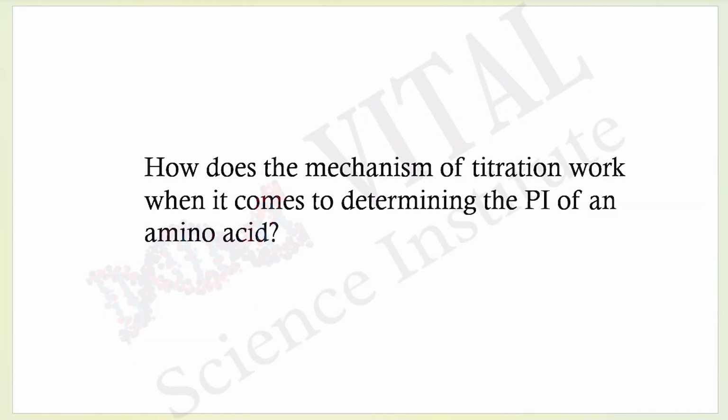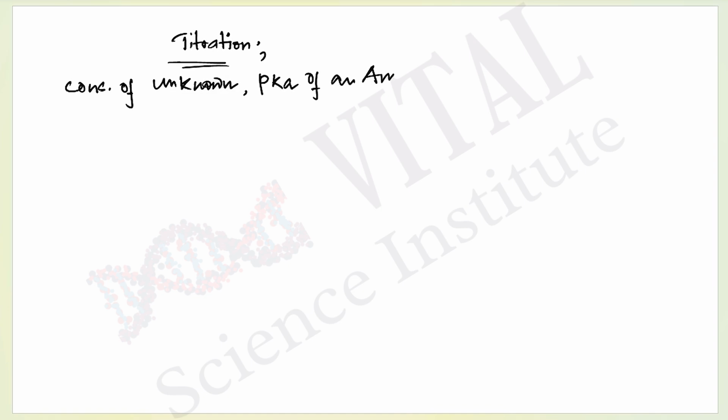Today we will discuss a brief overview of how the mechanism of titration works when determining the pI of an amino acid. In order to understand that, we need to know the principle of titration. Titration is based upon knowing the concentration of your unknown solution. In this particular case, it means understanding the pKa of an amino acid.